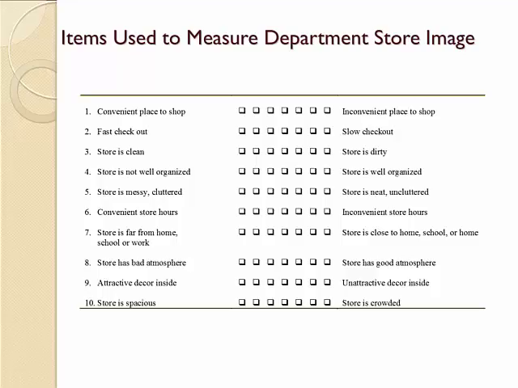What I mean by that is, if the consumer responds to question 1 and claims that it's a convenient place to shop, then responds to question 2 by indicating that the store has a slow checkout, then these 2 responses are not consistent, right? So they're inconsistent.